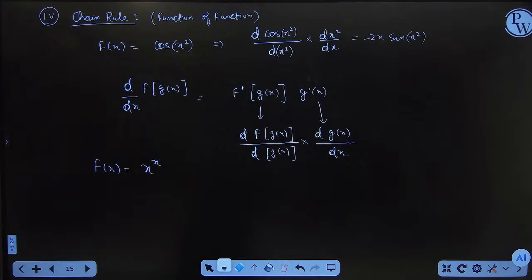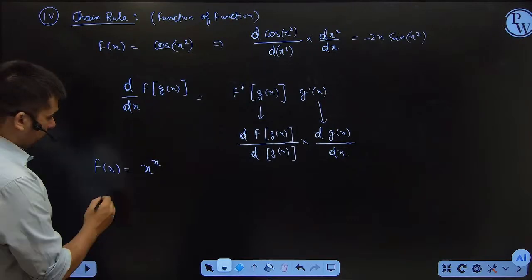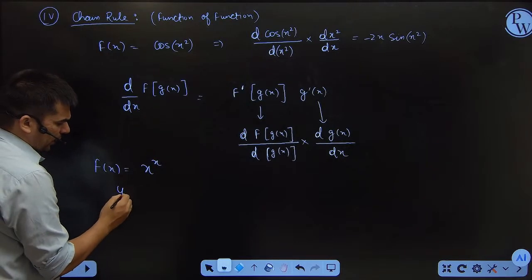Done. What is the answer? x power x into log x plus 1. Okay. If I take log both sides, what do I get? y is equal to x power x, you can read it as. Okay.